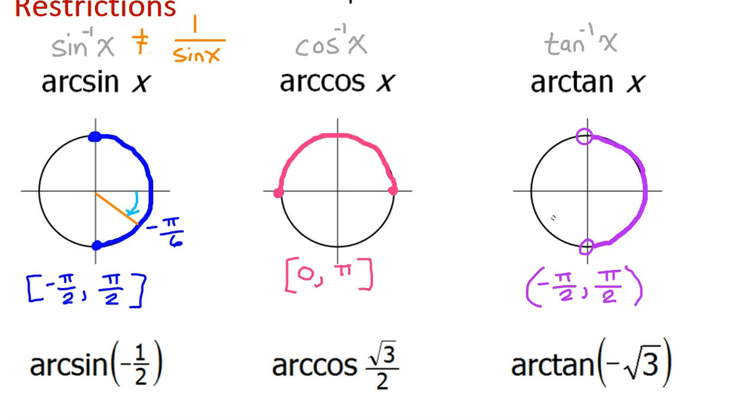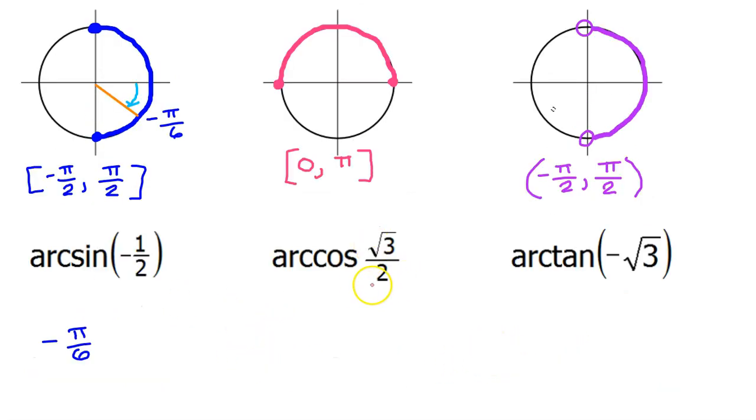But this is not true. These are not the same. This little -1 doesn't mean 1 over. It means arcsine. It means what we've been doing. Pause the video and evaluate these last two inverse trig functions.